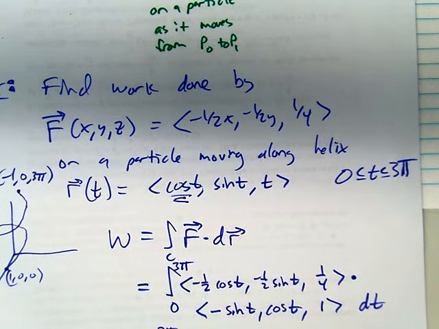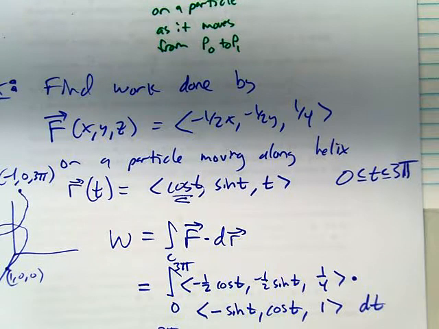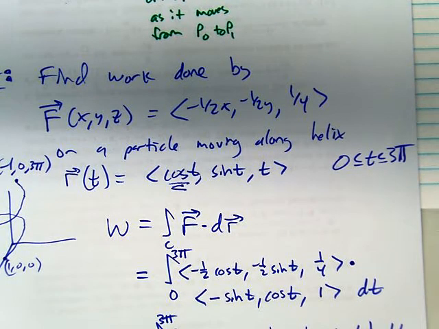Simplify this dot product. Let's see. We get positive 1/2 cosine t sine t minus 1/2 cosine t sine t plus 1/4 dt. So actually the x and y components go away. We just get 1/4 dt, and that's going to be 1/4 times t evaluated from 0 to 3 pi. So 3 pi over 4 would be the work done. Okay.